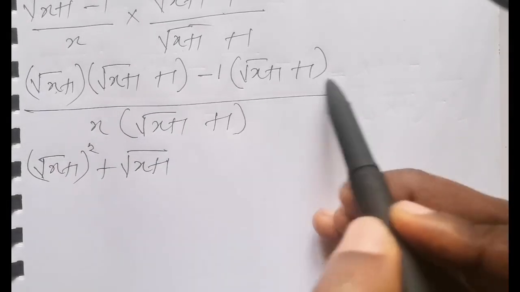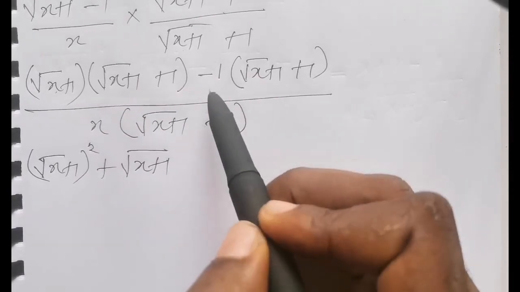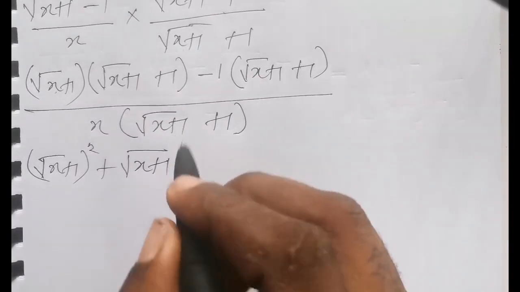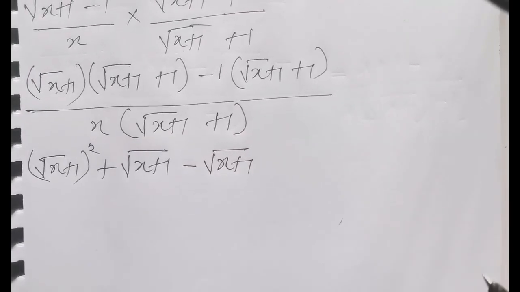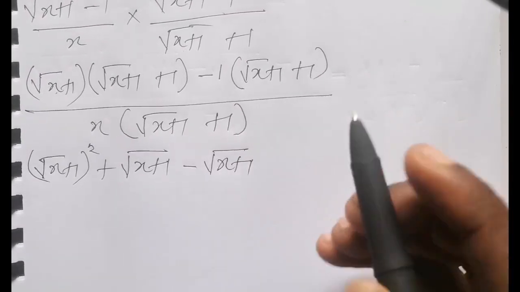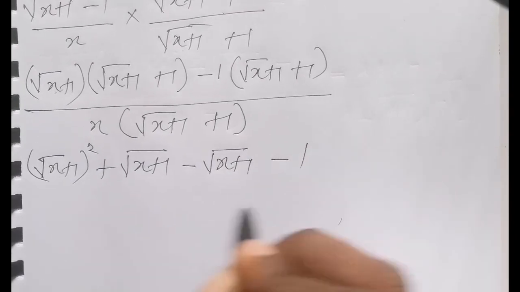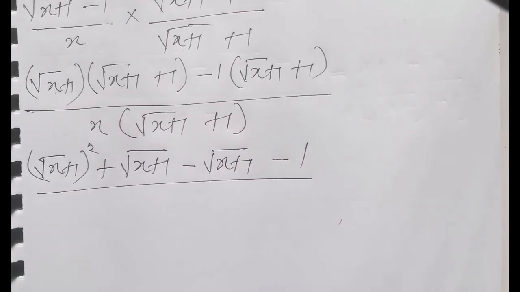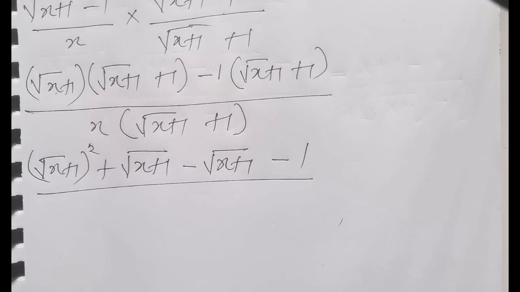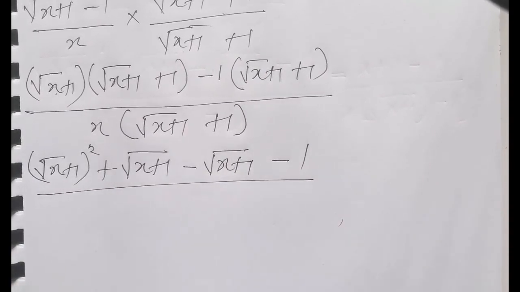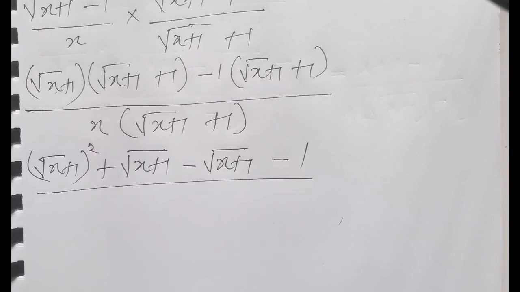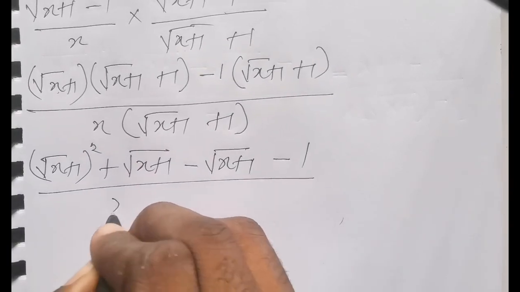Now we use negative 1 to expand this bracket. Negative 1 multiplies root x plus 1, which gives us negative root x plus 1. Similarly, negative 1 multiplies plus 1, which gives us negative 1, all over. Now, the mistake most people make using the conjugate method is at the denominator. Do not expand the denominator, else it will take you back to the original question. So simply keep the denominator the way it is.